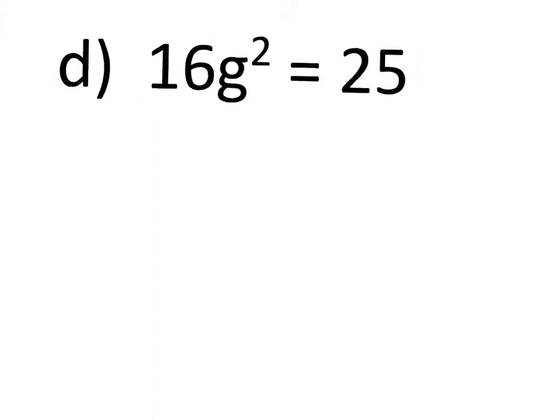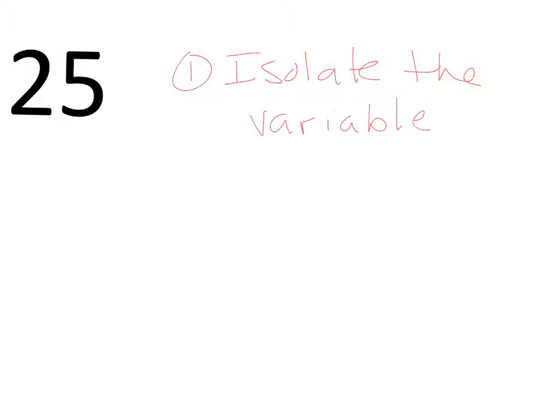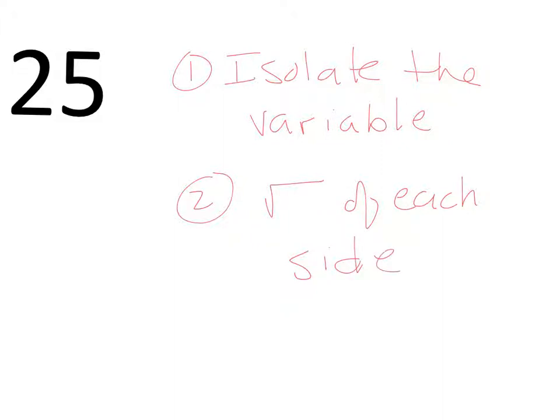All right, so now on D, it's a little different now because now we have something else on the same side as the variable. We have the 16 that we need to get rid of, okay? So there are kind of 2 steps here. So your first step, I'm going to zoom in over here. Our first step is going to be to isolate the variable. And then once we have isolated the variable, we're then going to take the square root of each side. Okay, so those are our 2 steps. Isolate, then take the square root of each side.